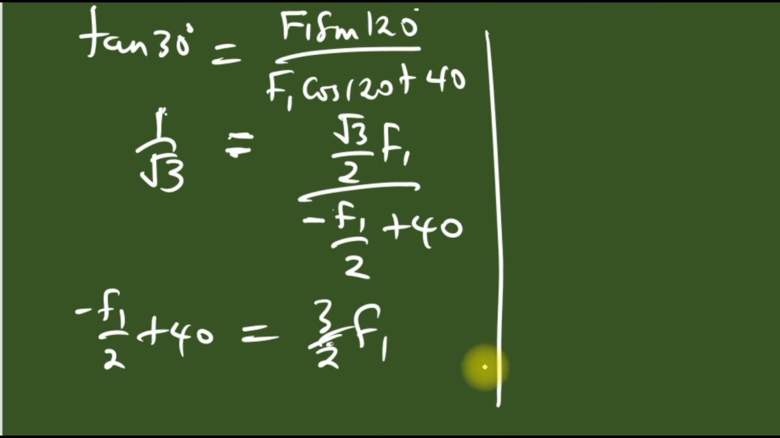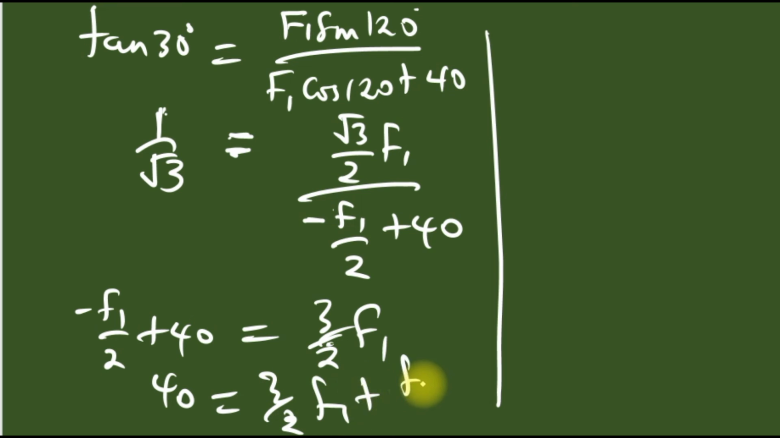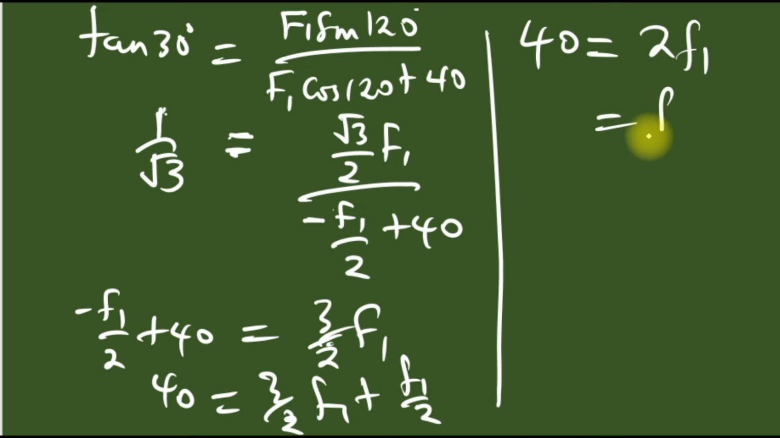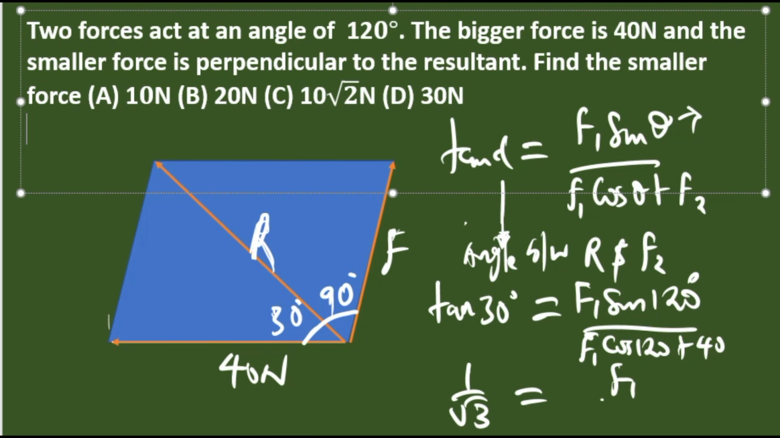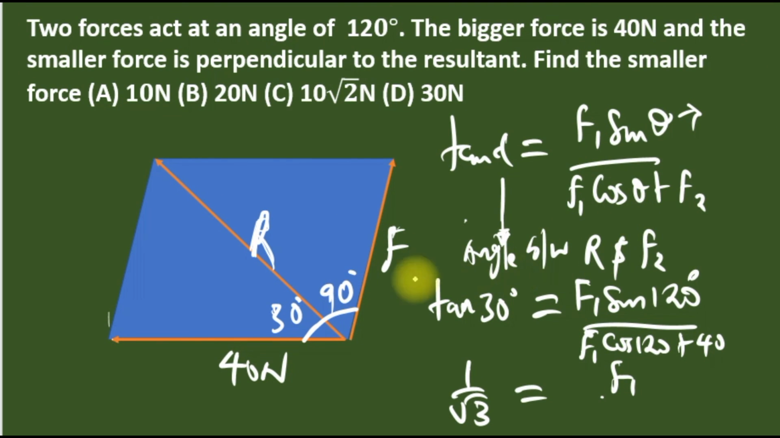So collecting like terms, we have that 40 is 3 over 2 F1 plus F1 over 2, which is 4 over 2 F1, which is 2 F1. So F1 is 20. So the smaller force is 20. The answer is option B. So option B.